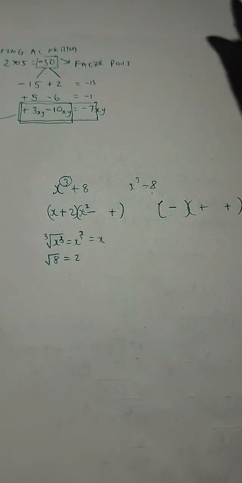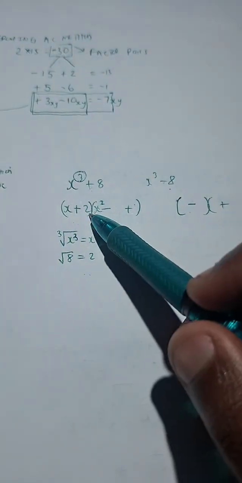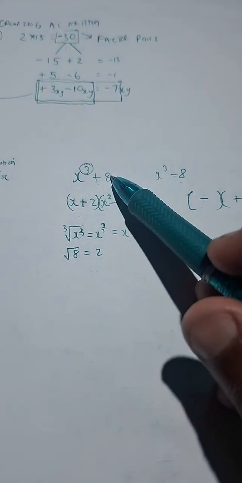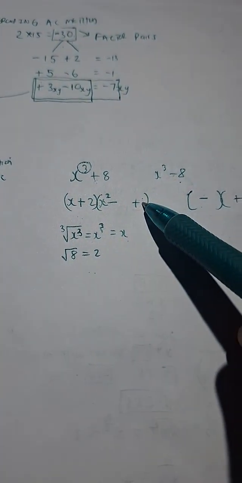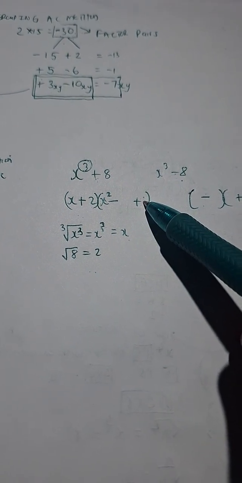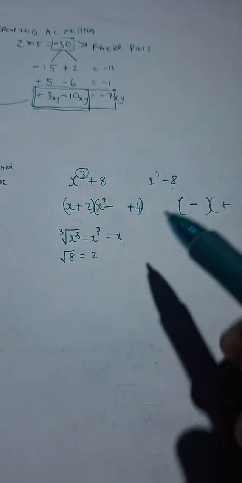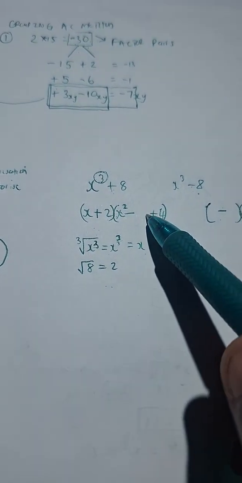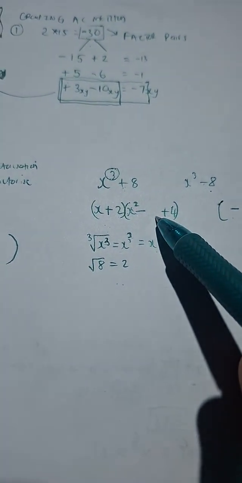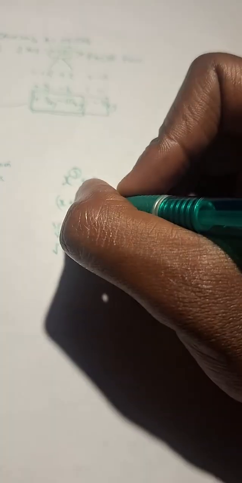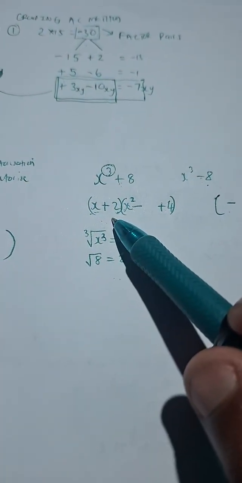Let me give people a chance to comment in the comment section. 2 times what gives you 8? Or what is 8 divided by 2? Thank you, Sibusisiwe. Thank you, Cinnamon. So it's 4.